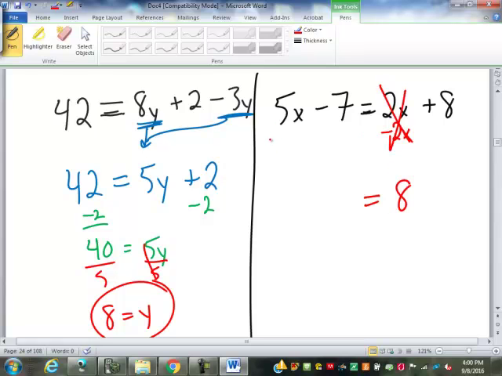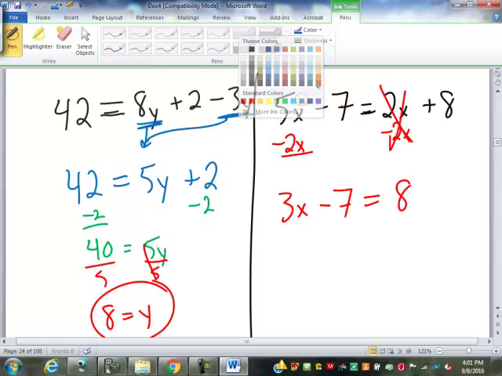On this side, I still have to subtract 2x. Cannot take it away from negative 7. The only place I can subtract 2x from is something with the same name, 5x. So 5x minus 2x is 3x. I do still have the negative 7 there. And now it's an equation I know how to solve. What do I do next?